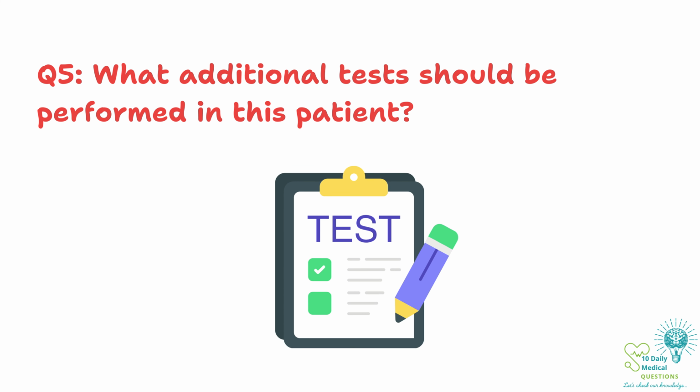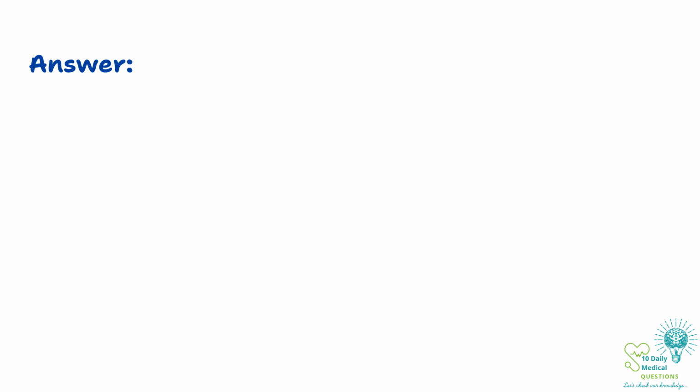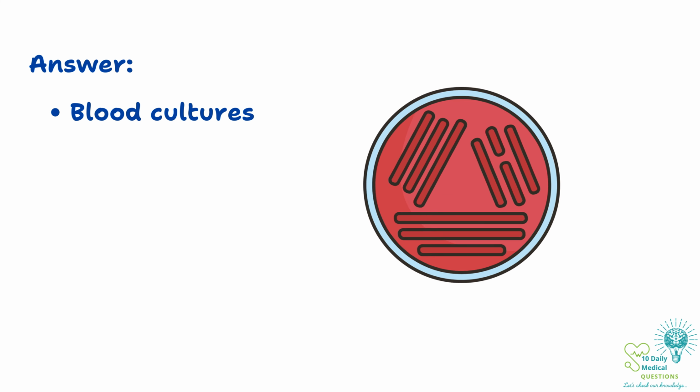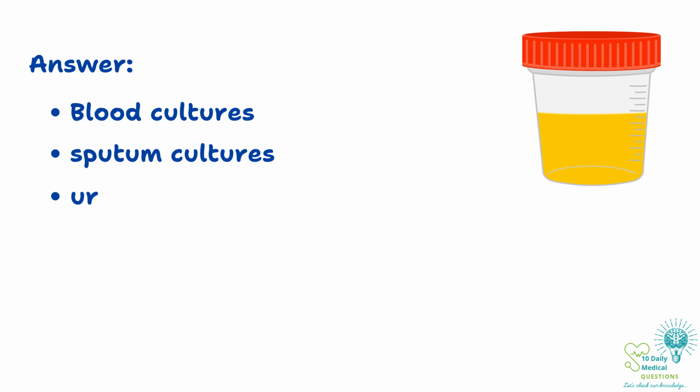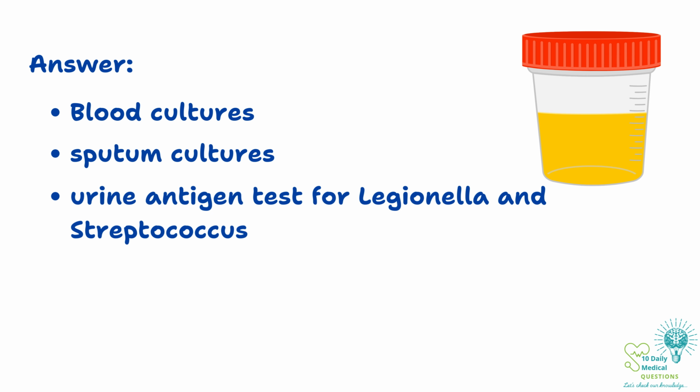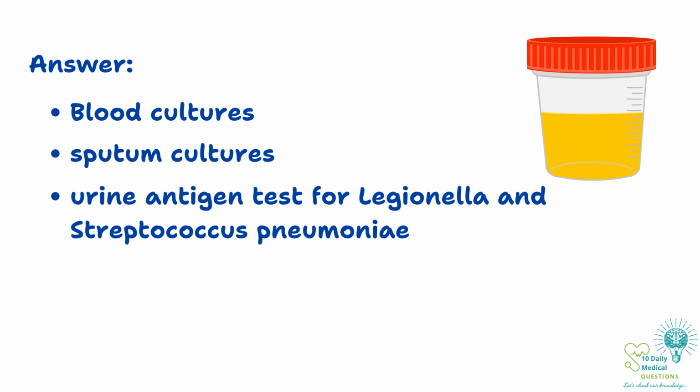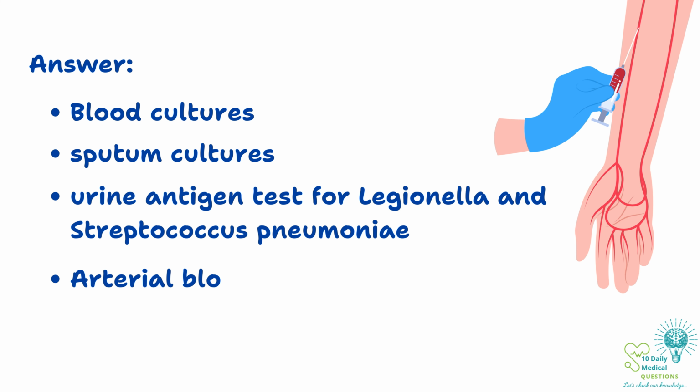Question 5. What additional test should be performed in this patient? Answer. Blood cultures, sputum cultures, and urine antigen test for Legionella and Streptococcus pneumoniae should be ordered. Arterial blood gas may be needed to assess hypoxia.